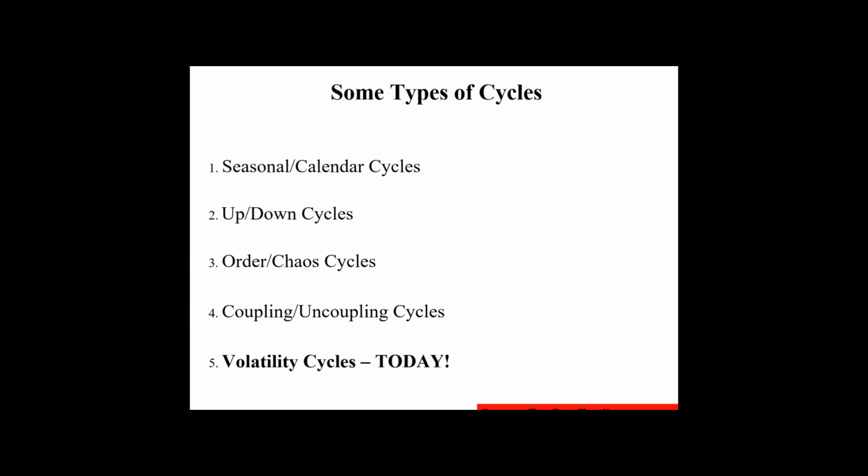And the final type of cycle that we'll share today, and this is the one we're going to focus on today, is volatility cycles. What this means is that the markets go through low volatility periods and then high volatility periods, followed by another low volatility period. Low volatility would be things like triangles, wedges, Bollinger Band squeezes, etc. High volatility would be just the opposite.